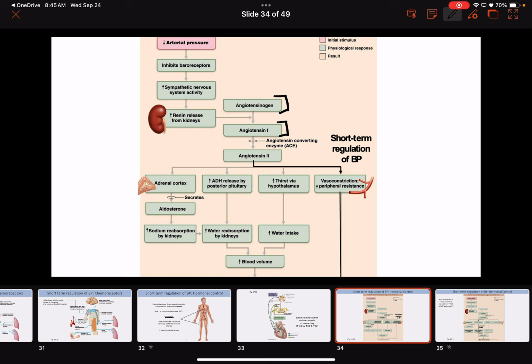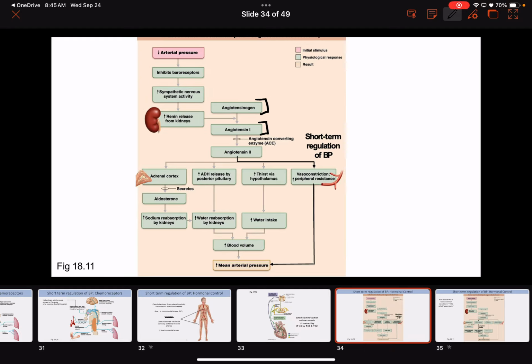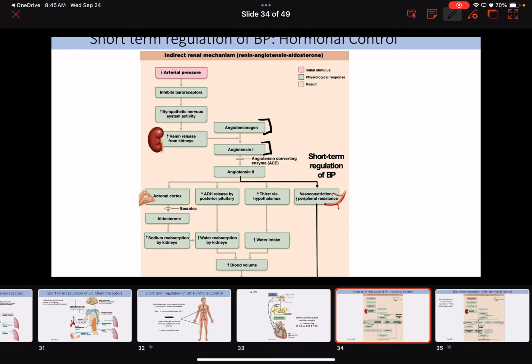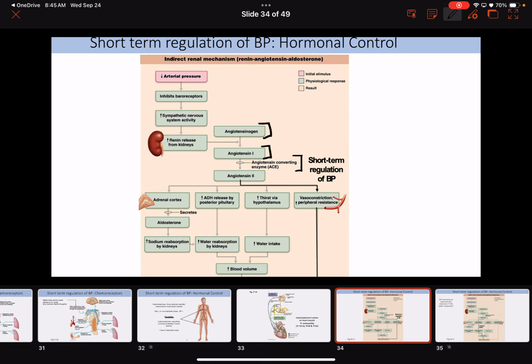And then angiotensin 1 gets converted into angiotensin 2, and that is done by an enzyme called angiotensin converting enzyme, or ACE, and you can call it ACE. This ACE enzyme is actually produced by the lungs.